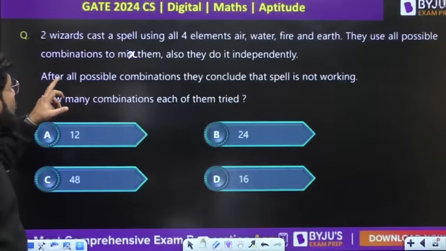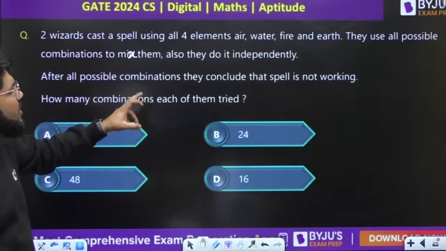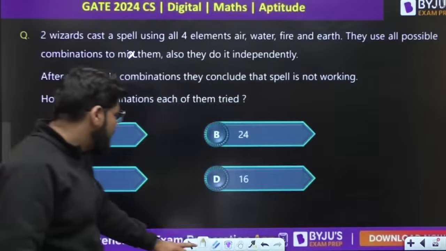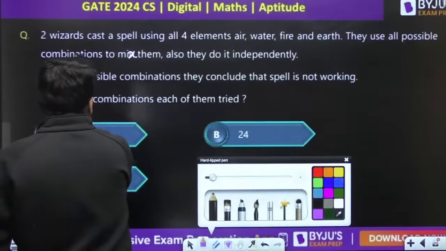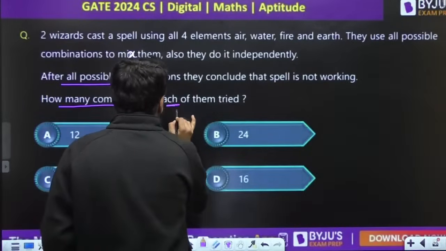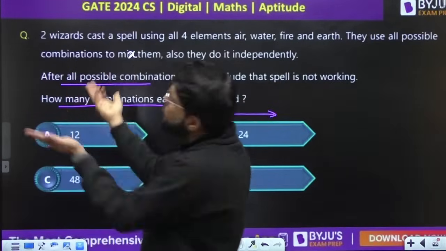After all possible combinations, they concluded that the spell is not working. How many combinations? They are telling us they tried all possible combinations. Each of them tried, we are talking about each. So there is no role of 2 wizards.